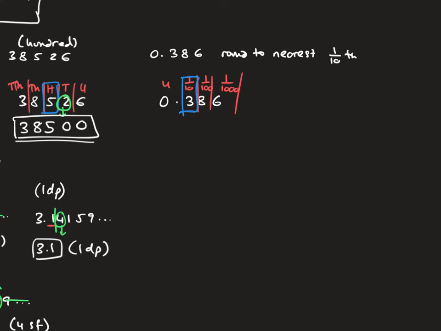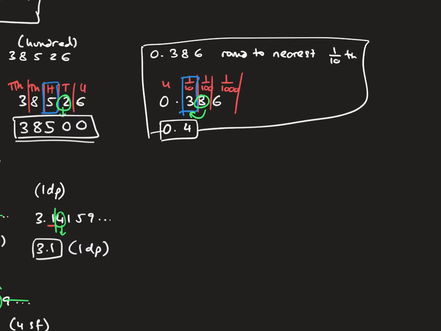Okay, then we look at the digit straight after that, which is the 8. It'll cause it to round up, so that is 0.4. Okay, and that is to the nearest tenth. So that is where we're rounding to the nearest tenth.